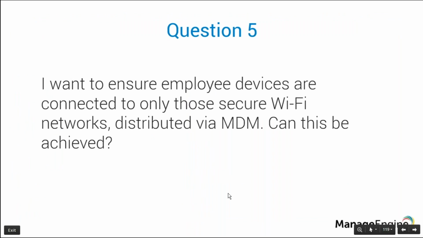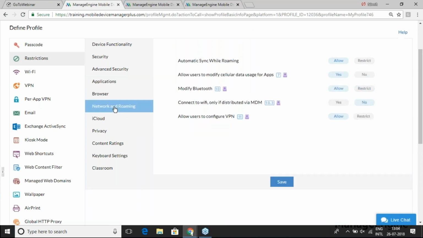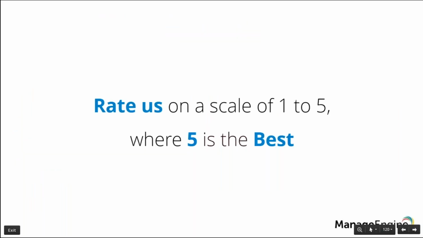The next question. I want to ensure employee devices are connected to only those secure Wi-Fi networks distributed via MDM. Can this be achieved? Yes, this also can be achieved using Mobile Device Manager Plus. Now I'll be using the same profile as earlier. So click on Network and Roaming now under Restrictions. And over here, you have an option wherein you can ensure that the device connect only to those Wi-Fi that have been distributed via MDM. So enable this option, click on Save, Publish, and distribute this profile.